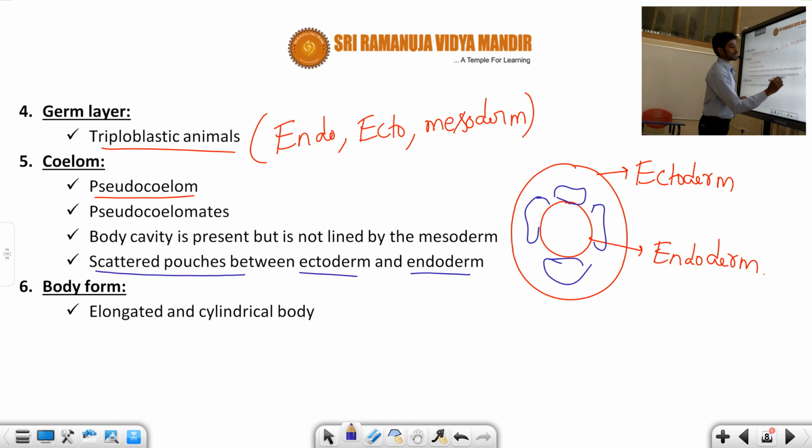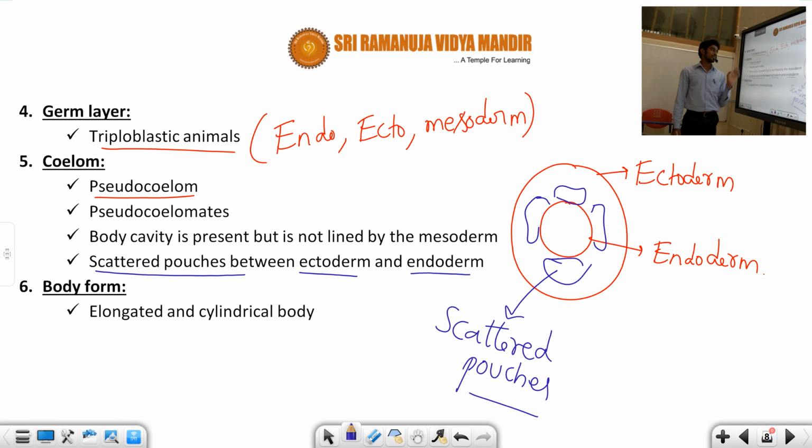Generally the coelom is a pseudocoelom. The organism having the pseudocoelom is called a pseudocoelomate. Here the body cavity is present, but it is not lined by mesoderm. You can see the mesoderm is not found in this diagram. So instead of the mesoderm, there are scattered pouches present between the ectoderm and endoderm, and that is the body cavity, right?